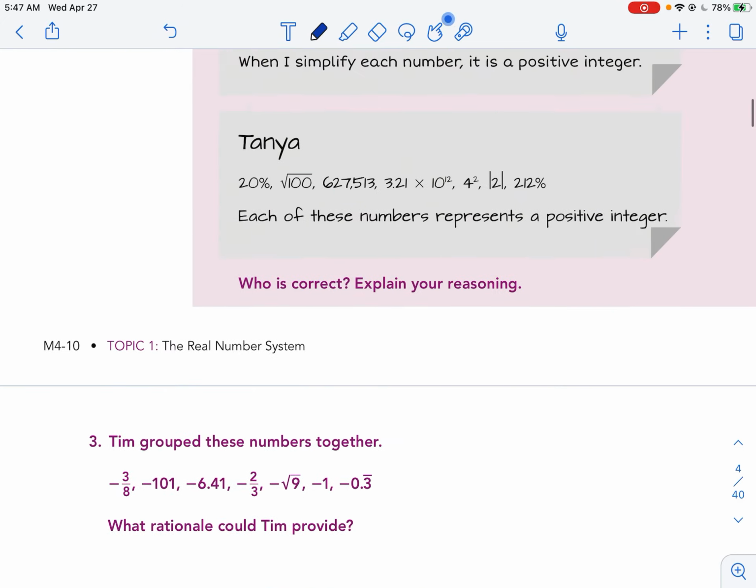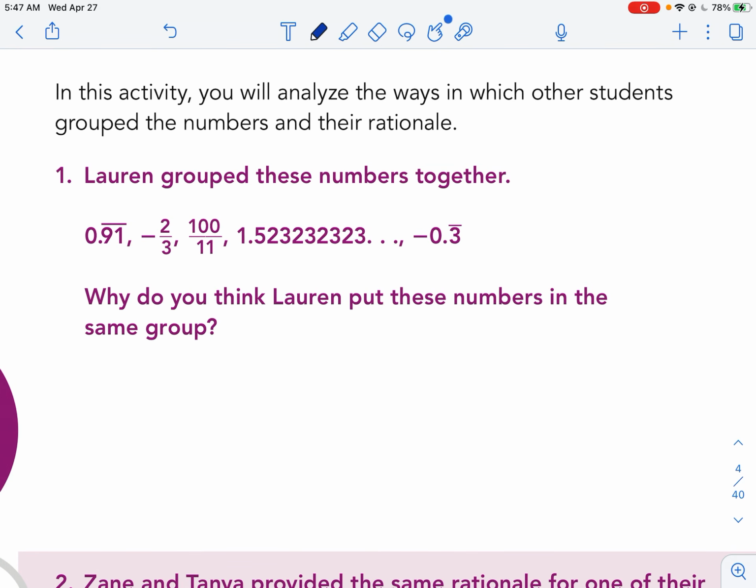Awesome. So now we're going to look at 1.2. And here we have this grouping of numbers. And it says, why do you think Lauren put these numbers in the same group? Well, we either need them all as fractions or as decimals so we can tell. I'm actually going to make all of these into decimals so that it's easier to look at. So hopefully you guys know how to divide this one. It should be one of those numbers that you already know. Then we have 100 divided by 11.